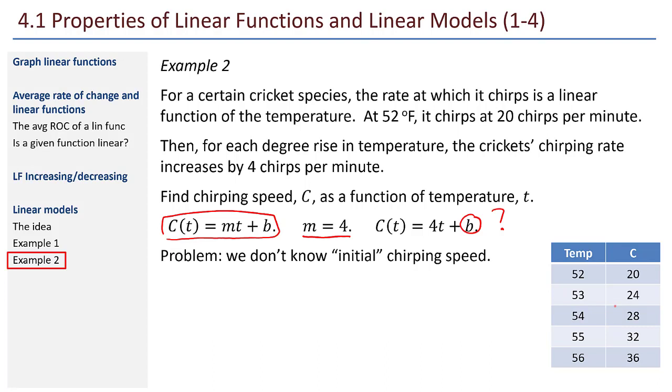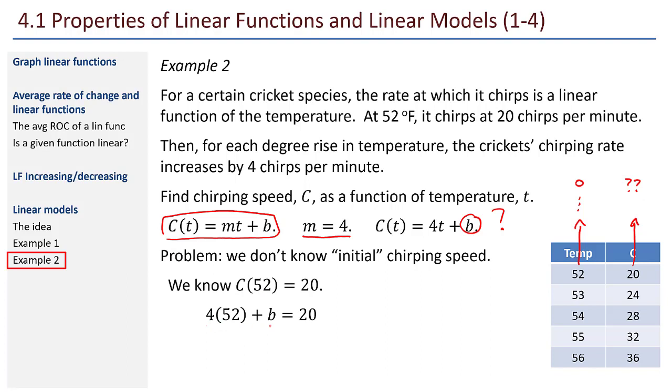I don't relish the thought, but I could work this table backwards until I get to 0, and then I would figure out what that initial chirping speed is. But there must be a better way of doing it. And yes, there is. How about this? We know that the chirping speed at a temperature of 52 is 20. So how can I use that? Oh, just plug that 52 into my function.